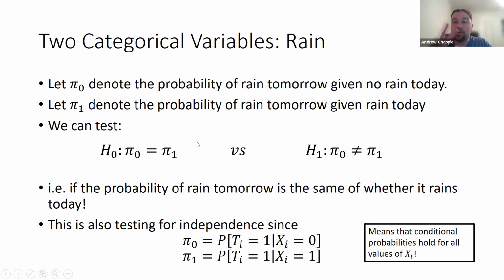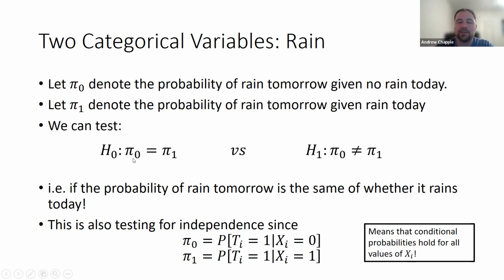So the first way, if I want to test that these 2 proportions are equal, I'm going to use a 2 sample test of proportion. So here, let pi 0 denote the probability of rain tomorrow given no rain today, and let pi 1 denote the probability of rain tomorrow given rain today. So right, what's happening tomorrow?